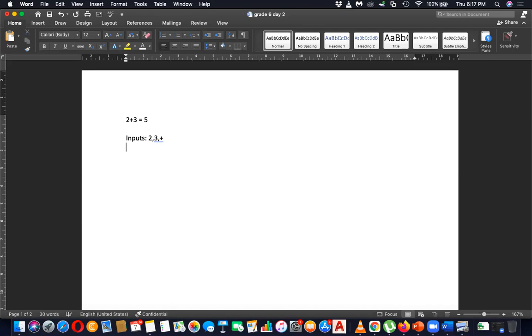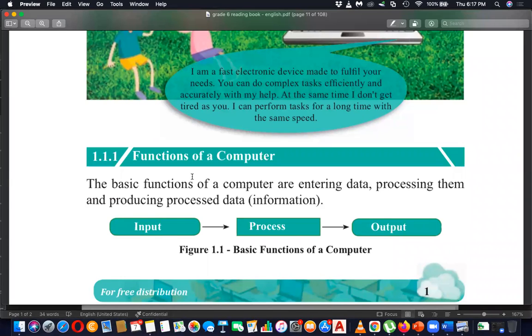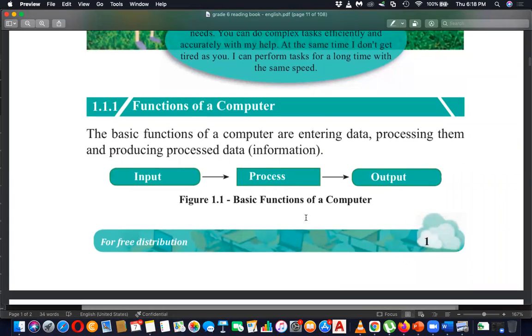So what is the process? Addition. Correct, very good. And what is the output? 5. The output is the answer, it's 5. Very simple. Any computer or any computing device has these three components. That is compulsory: input, process, output. Those three are there. Here are the functions of a computer: input, process, output. We also do the same thing, no?